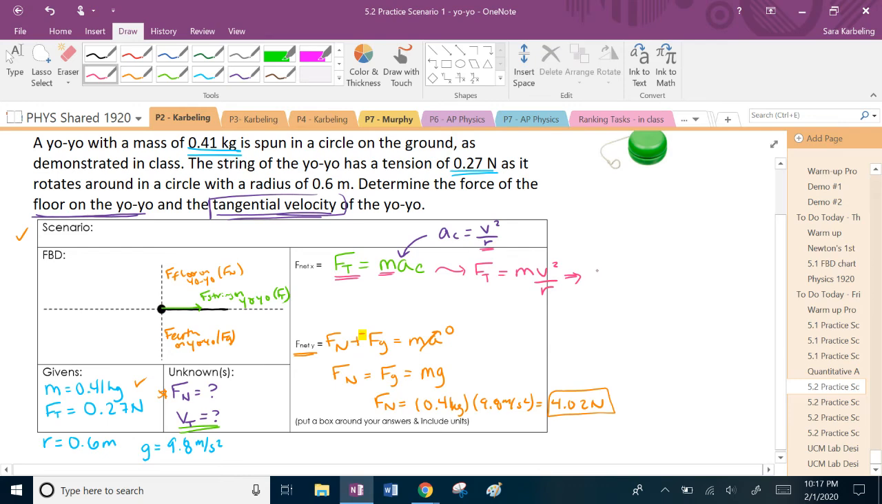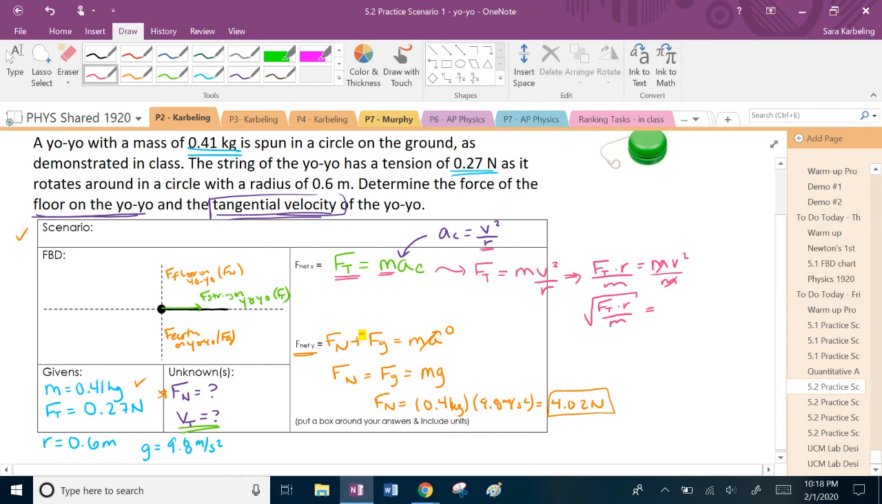I'm going to multiply by r on both sides. So it's ft times r is equal to m times v squared. And then I'm going to divide by m on both sides to get rid of that. And then I've got v squared. I have to think to myself, okay, how do I undo a squared? Well, you square root it, don't you? So we're going to take the square root of ft times r over m. It looks a little ugly, you guys, but I know that you can do it.